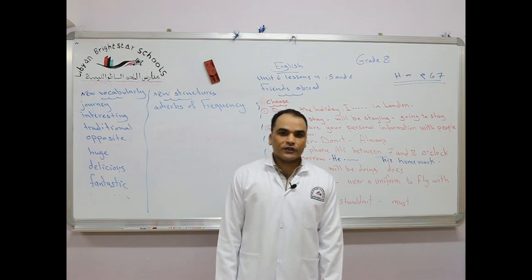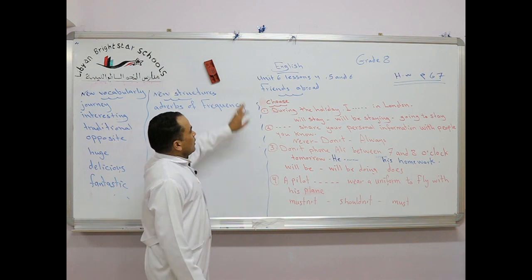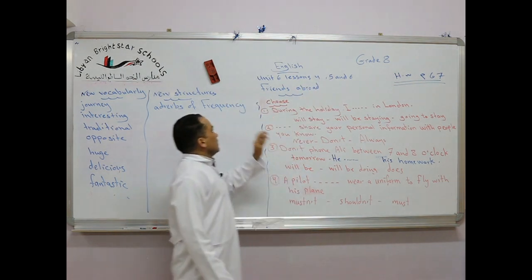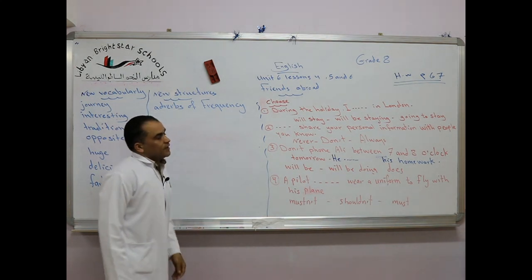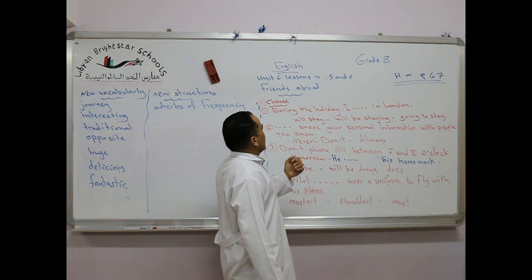This is an English session, grade 8. The title of this unit is Unit 6, lessons 4, 5, and 6. The title of this unit is Friends Abroad. Revision on the last lessons.